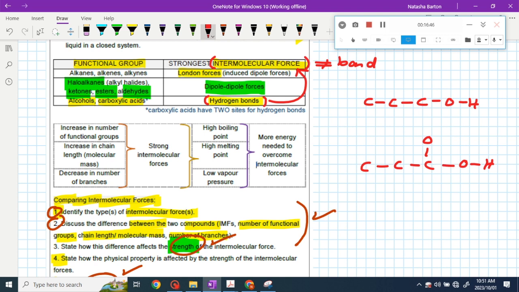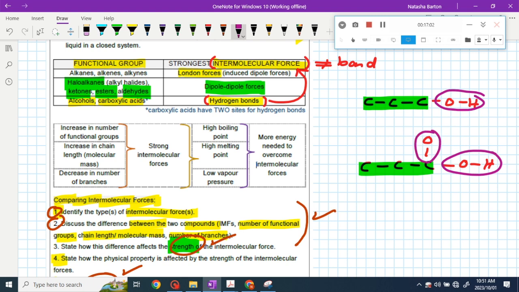So this is what we say. Let's say we are comparing both of these compounds. We can see that they have exactly the same chain length, so we know we are not comparing the length of the chains. But what is differing here is the functional groups. Now, based on the functional groups, given that this is an alcohol, we know the strongest type of intermolecular force is hydrogen bonds. Over here, we also know the strongest type of intermolecular force is hydrogen bonds. So step number one, we're going to say both compounds contain hydrogen bonds as their strongest intermolecular force.